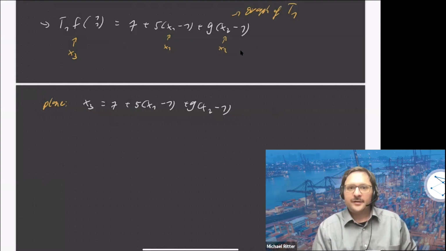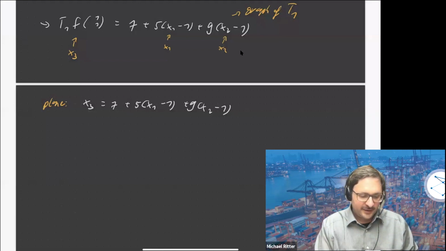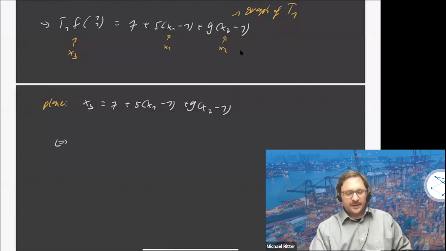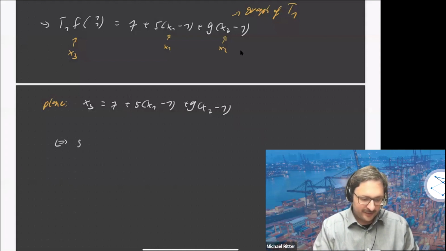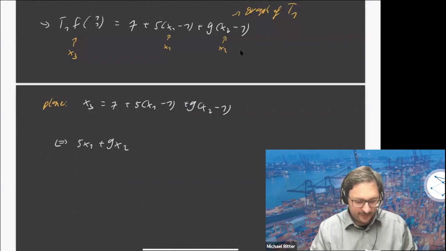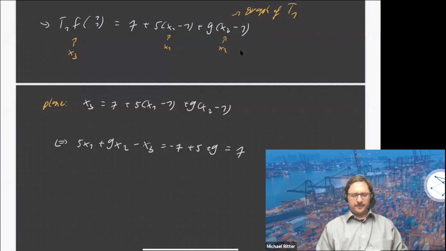And that basically is what we want for normal form, right? We just have to reformulate that a little to see that. Let's say we put all the x on one side and all the constants without an x on the other side. Then we get something like 5x1 plus 9x2 minus x3 equals, let's see, that's minus 7 plus 5 plus 9. So that should be 7, okay?